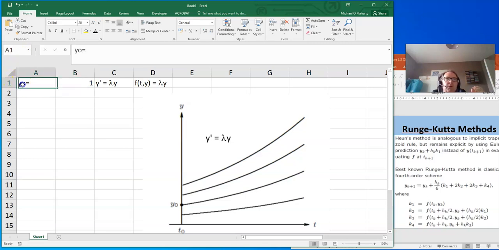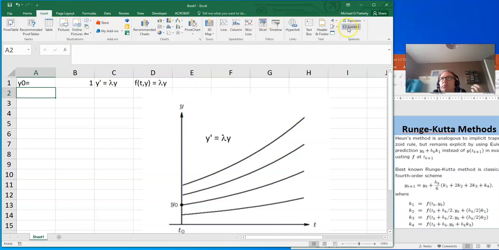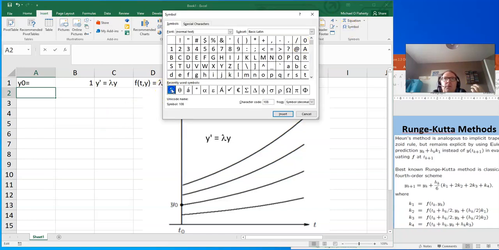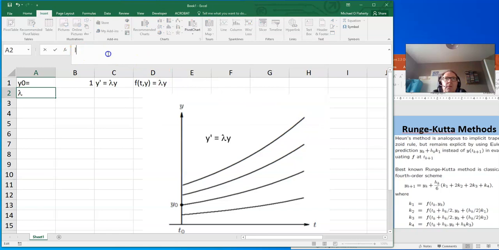It should be y0. And we need our constant lambda, so I go to insert symbol. I've used it before, so it's there. Search through it to get it. So lambda equals, why not call that 1 as well?